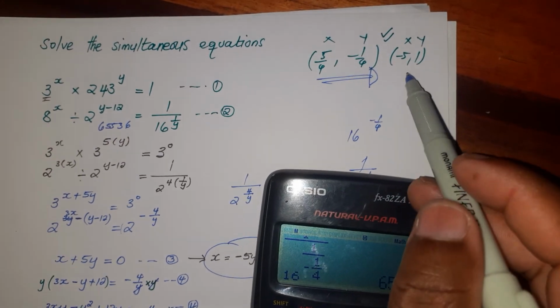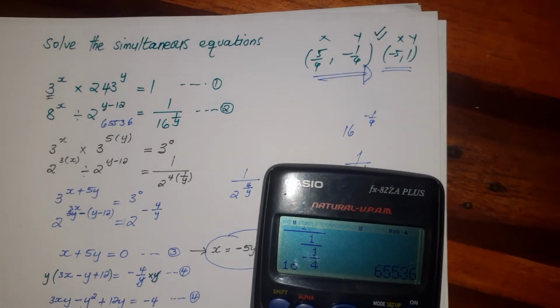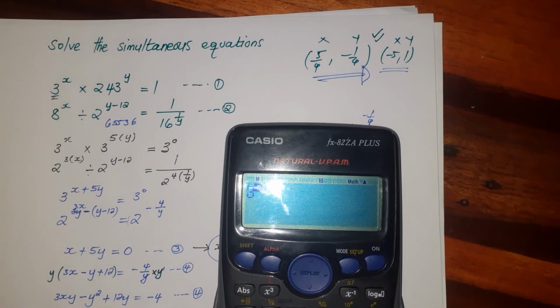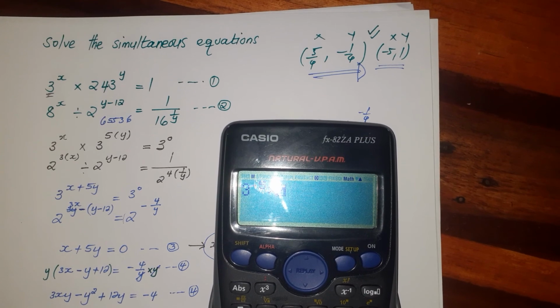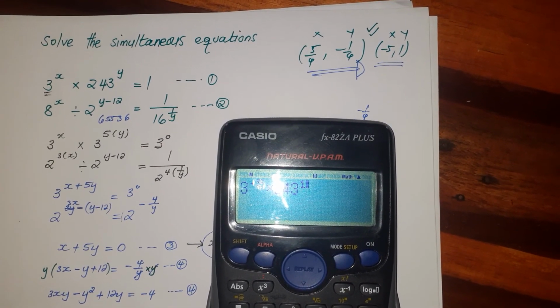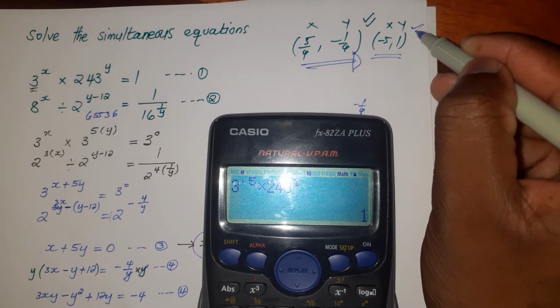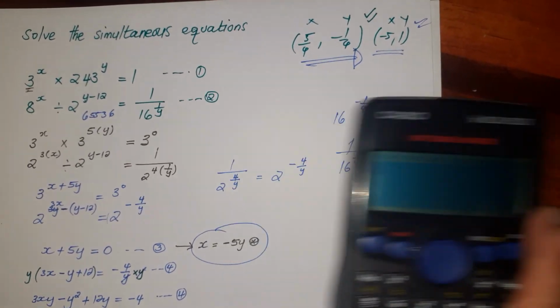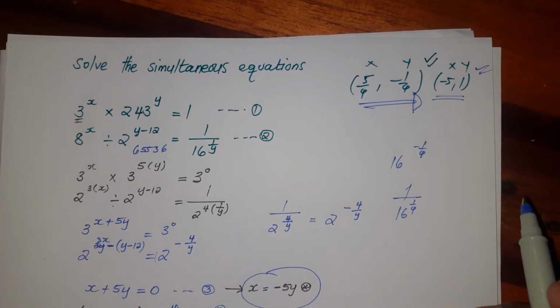You can also go ahead. Let's try these two in the first equation, which is very easy. We have 3 to the power negative 5 times 243 to the power 1. We should get 1. So it means these two are also correct. That is basically how you can actually solve simultaneous equations of this form.